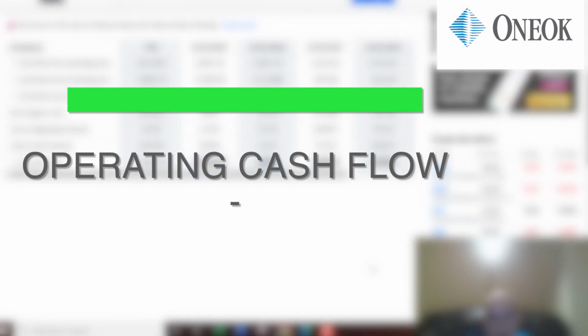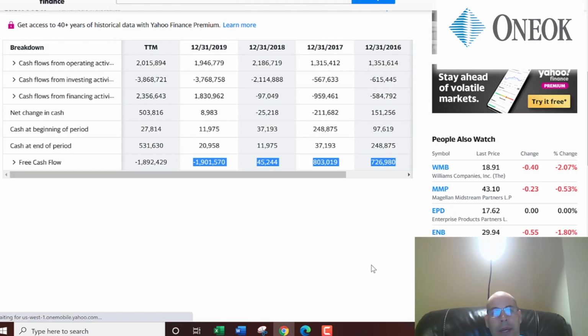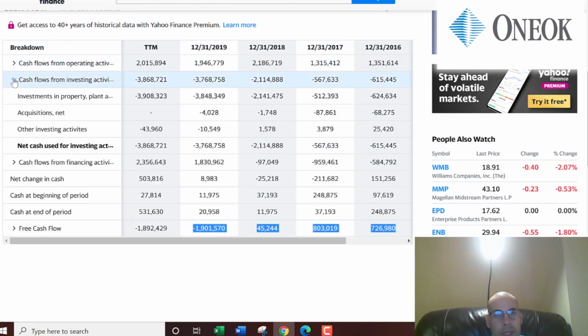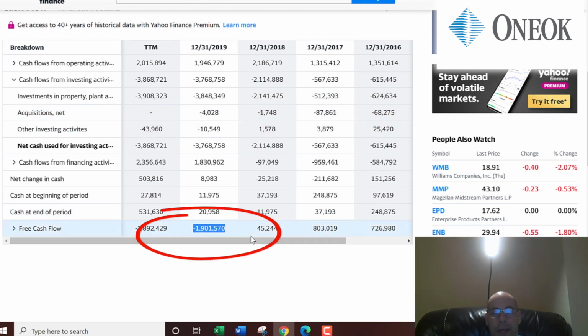And you can see in 2019 they have negative free cash flow, and I can show you why. Because the way free cash flow is calculated, it's cash flow from operations minus CapEx, capital expenditures. To calculate the 2019 free cash flow, it's the cash flow from operating activities, the $1.9 billion, minus the investments in property, plant, and equipment, the $3.8 billion. So they have a negative amount of cash that year. They spent more money than they generated.